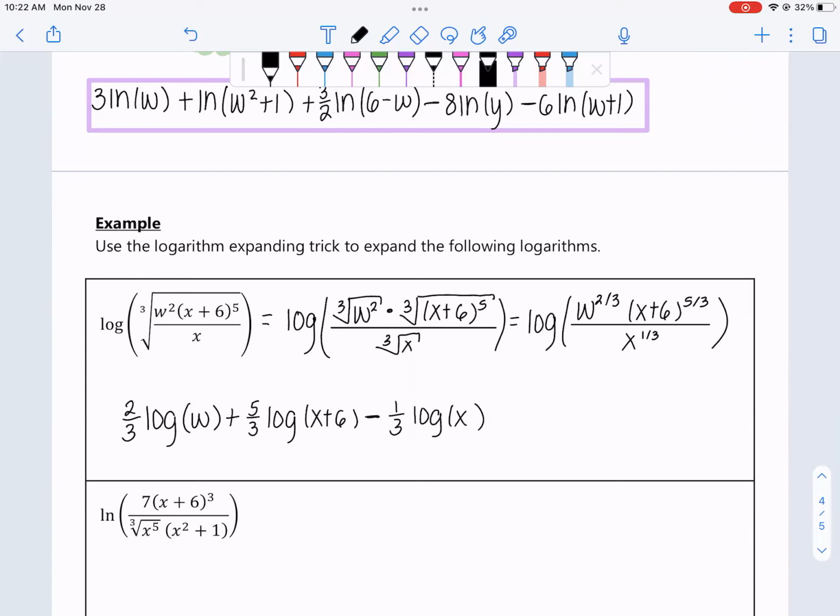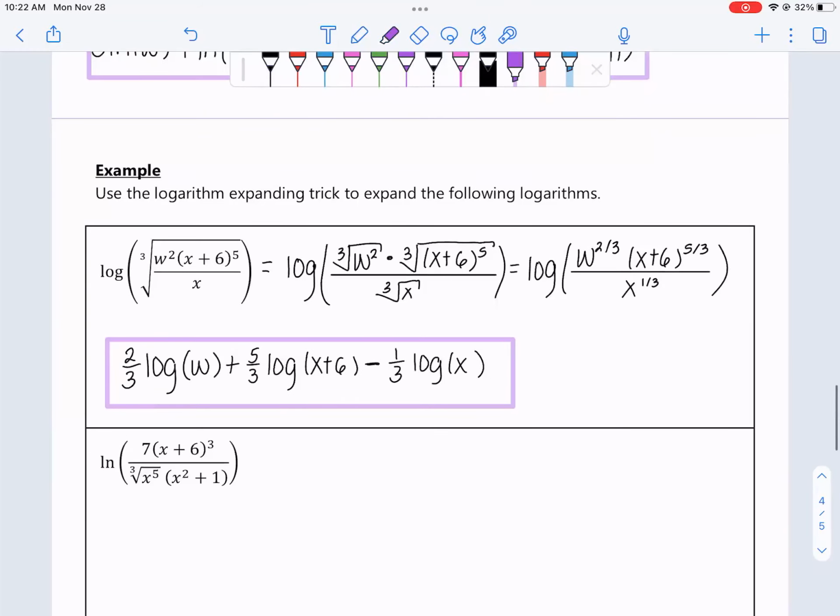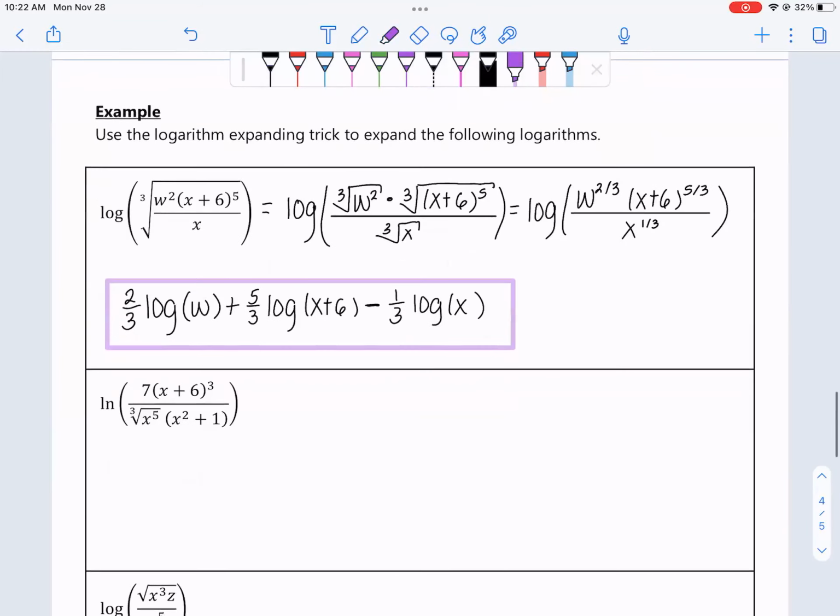Bam, done. These are things that look a lot scarier until you see the mechanics of it. The mechanics of it, once you get it going, are a lot easier to deal with.